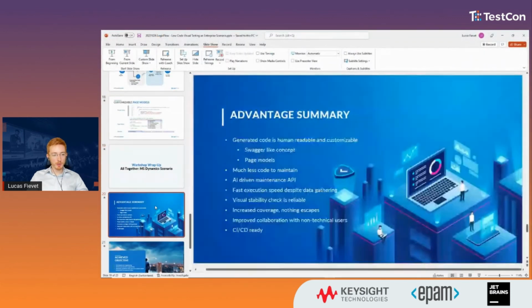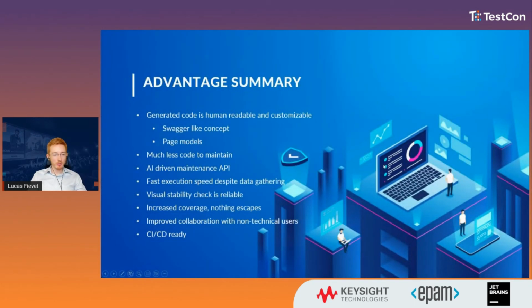Now we can wrap it up. So what are the advantages? The generated code in Astra is sort of following a Swagger-like concept. For those who know the OpenAPI standard, it's creating an open end-to-end standard for page models and is easy to customize. With the no-code or low-code approach, it only writes code for when customization is really needed. It's much less code to maintain. The AI drives the maintenance when there are layout changes or structure changes in the DOM of the application.